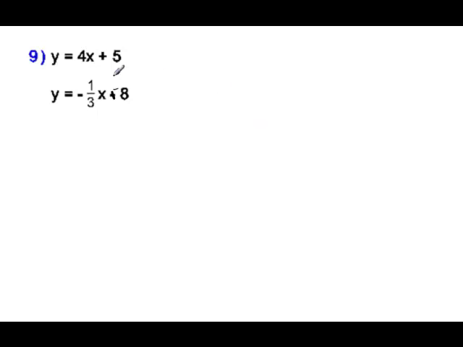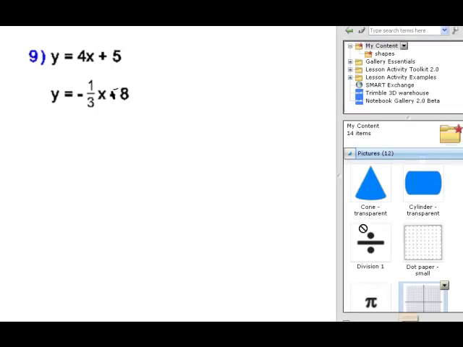Elimination. But aren't these both in slope-intercept form already? Yeah, we can't do substitution because I have y's and x's. Now, yes, I could go ahead and do elimination. But let's graph it. That just seems easier.